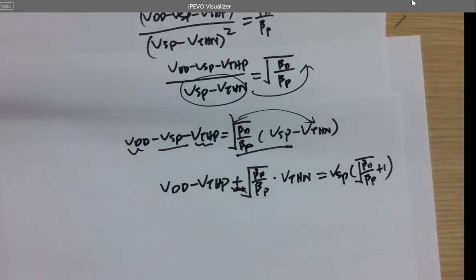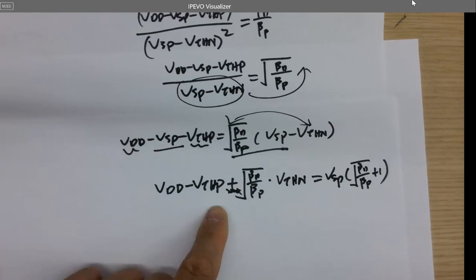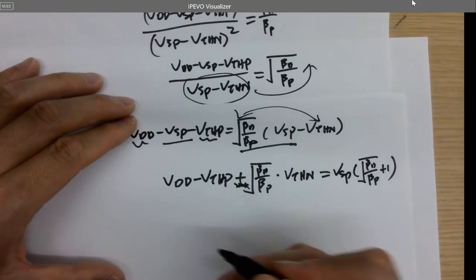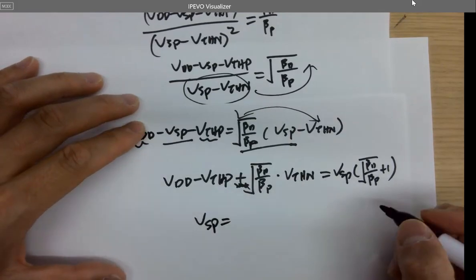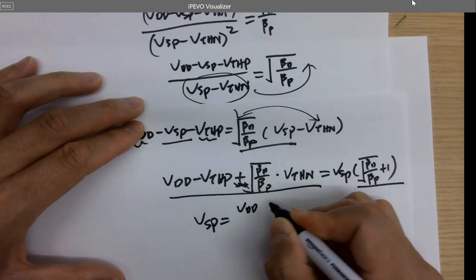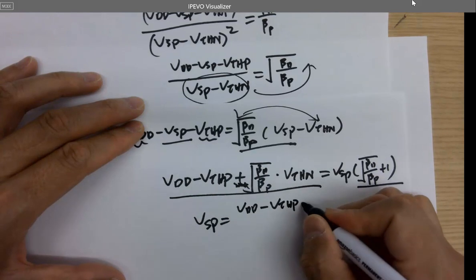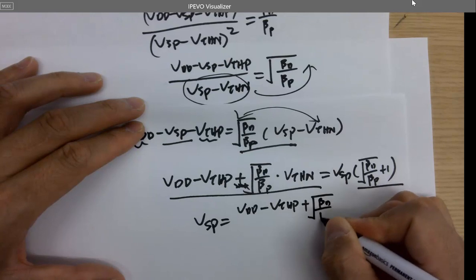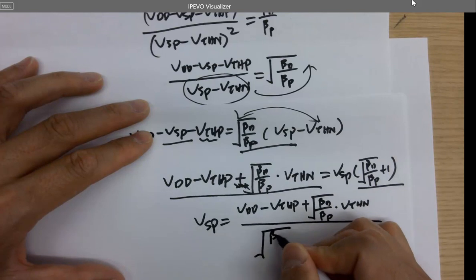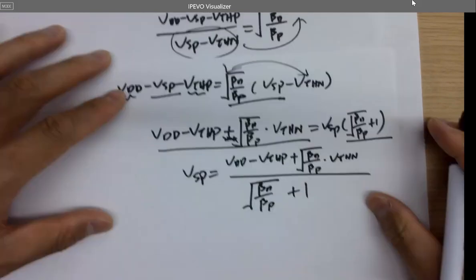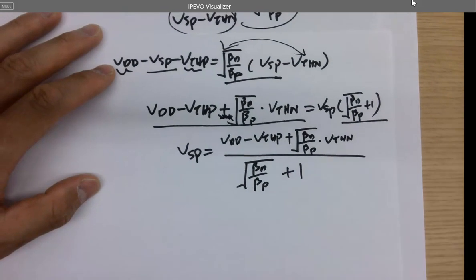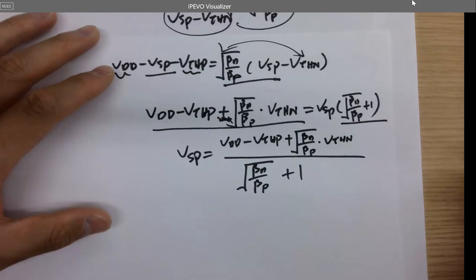All right, let's see if I'm getting this right. Seems to be correct. Yeah, that's right. So VSP finally equals this one divided by this: VDD minus VTHP plus... these are all constants, aren't they?